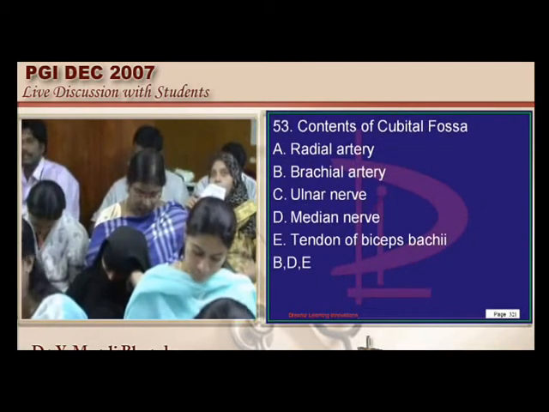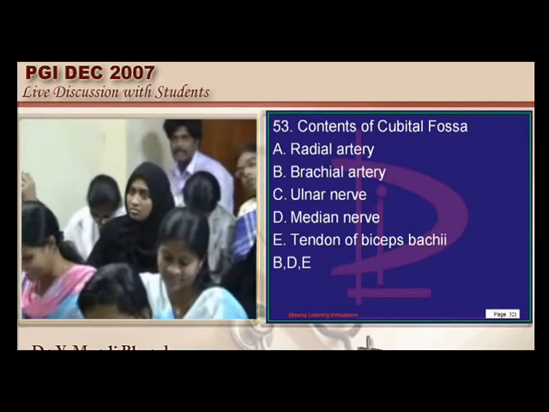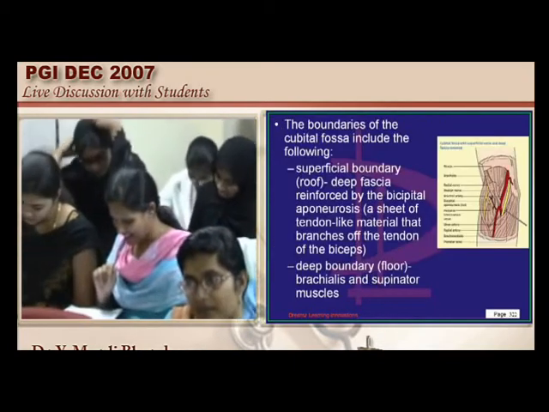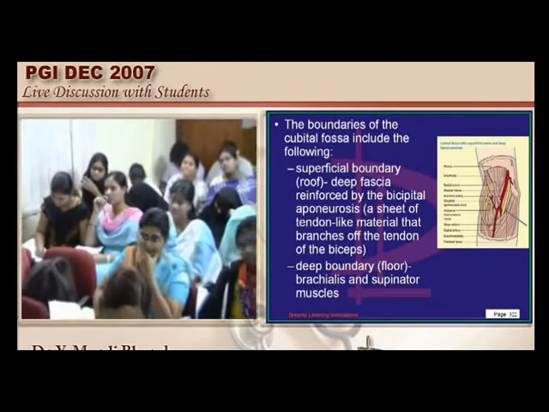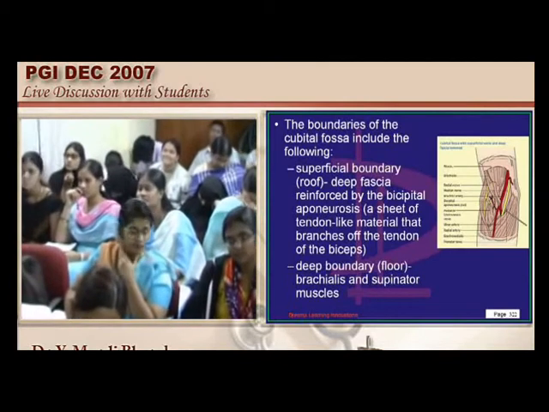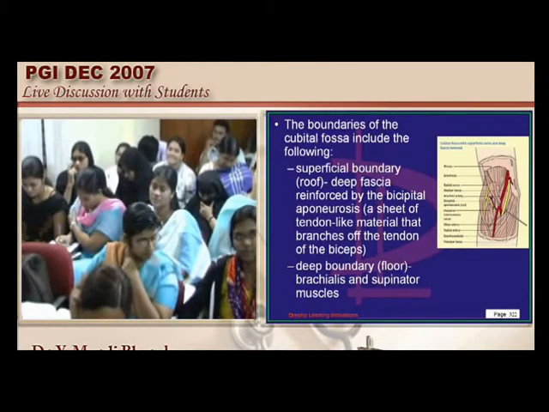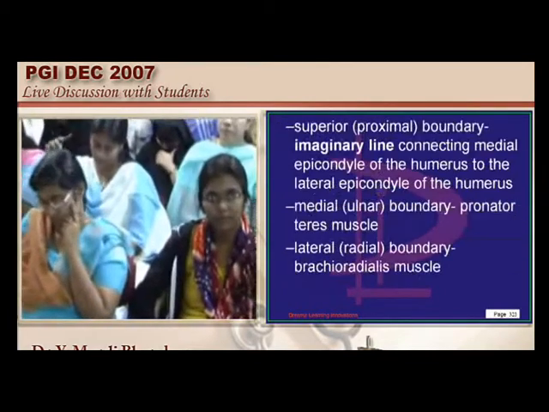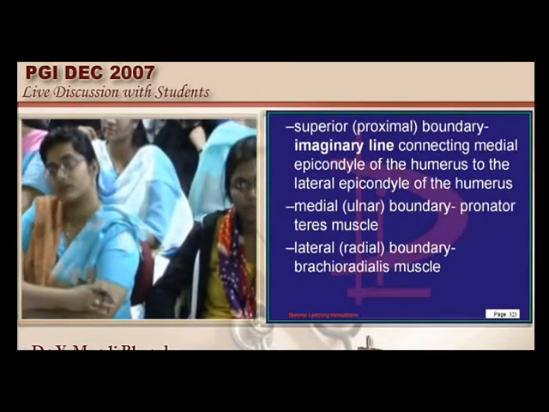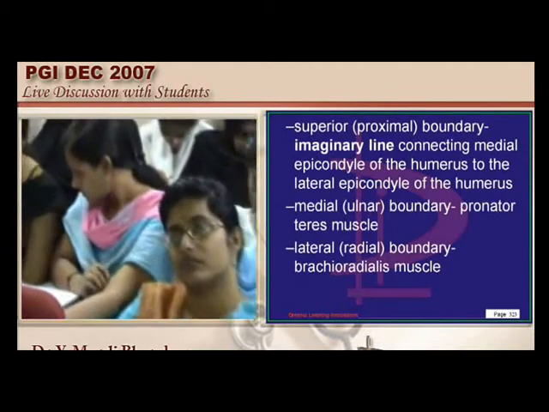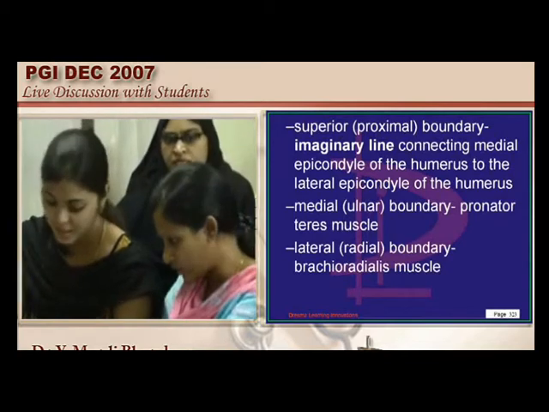It was a long time since I discussed a question on the cubital fossa. It was our first dissection as we entered the anatomy lecture hall, so let us talk about it. The superficial boundary is formed by the deep fascia, which is covering the bicipital aponeurosis. The floor is formed by the brachialis and supinator muscles, and the superior boundary is that imaginary line connecting the medial and lateral epicondyles of the humerus. The medial border is the pronator teres and the lateral boundary is the brachioradialis.